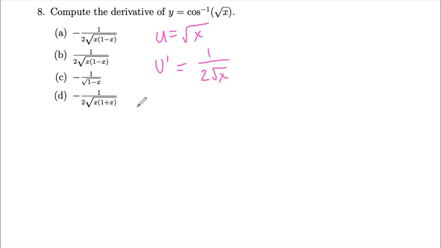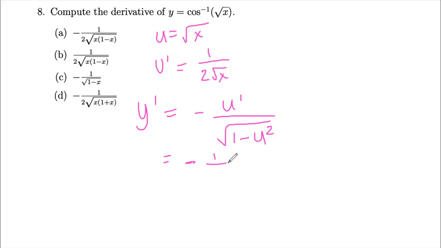And now let's write out the derivative. So y prime for inverse cosine is equal to negative u prime over the square root of 1 minus u squared. Okay, let's plug everything in, and then we're going to have to simplify it down. So negative u prime, which would be 1 over 2 root x, all over the square root of 1 minus the square root of x squared.